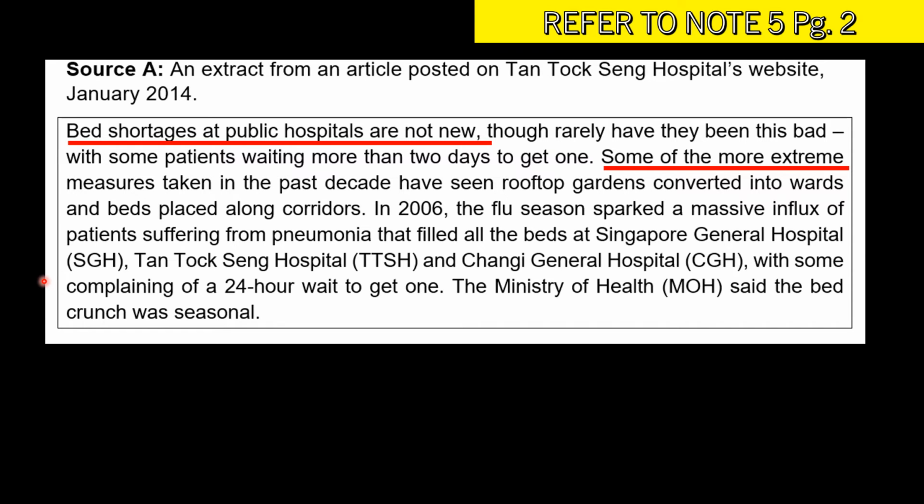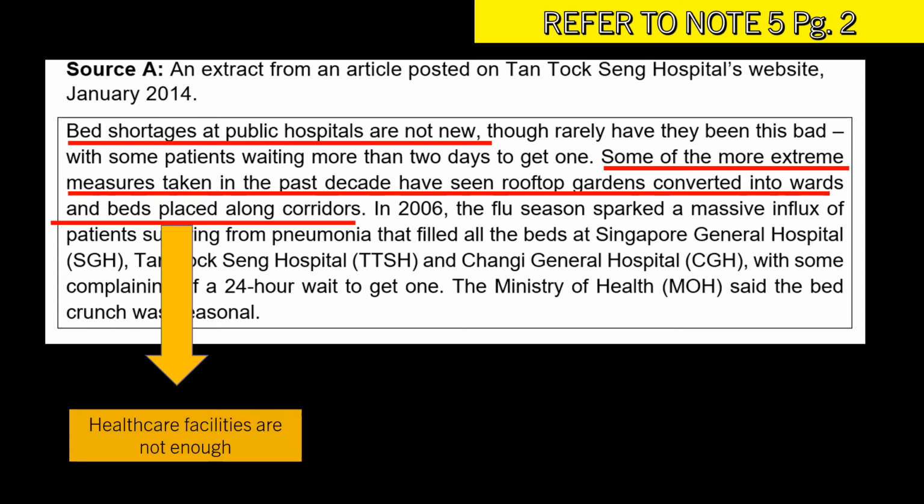Okay, some of the extreme measures taken would have been rooftop gardens converted into wards or even beds placed along corridors. All right, and in 2006, the flu season has led to a massive influx. Influx actually means an increase of patients suffering from pneumonia that filled all the beds. So that means these bed shortages are not new. So obviously, it actually means that the healthcare facilities are actually not enough.